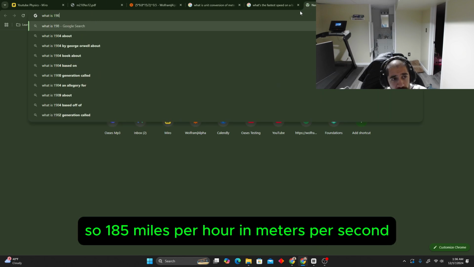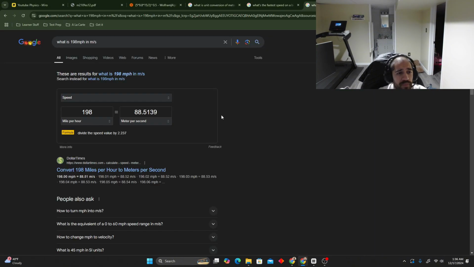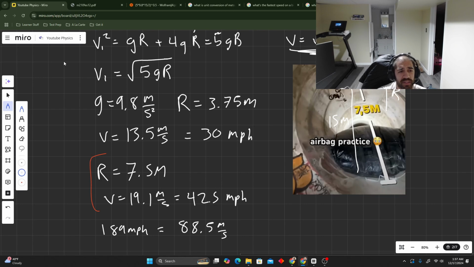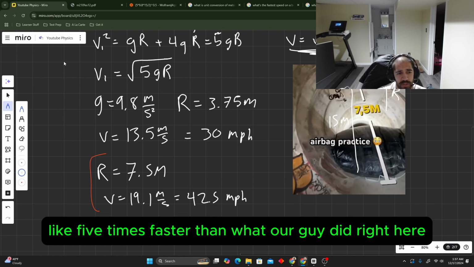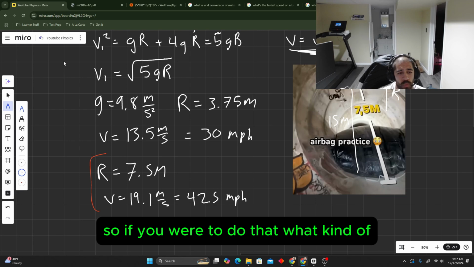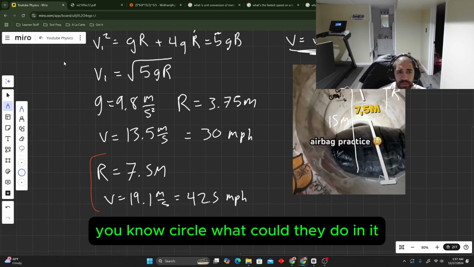185 miles per hour in meters per second. 88.5. This is going to be 88.5 meters a second. That is about, what is it, like 5 times faster than what our guy did right here. So if you were to do that, what kind of circle could they do it in?